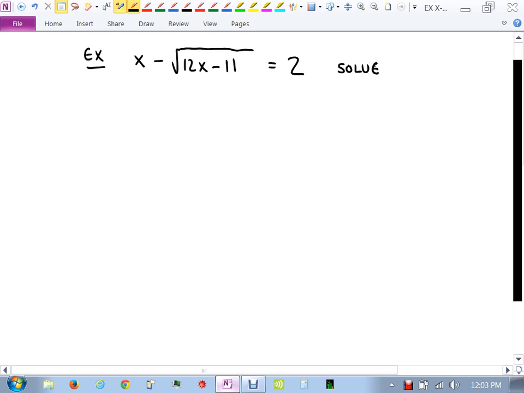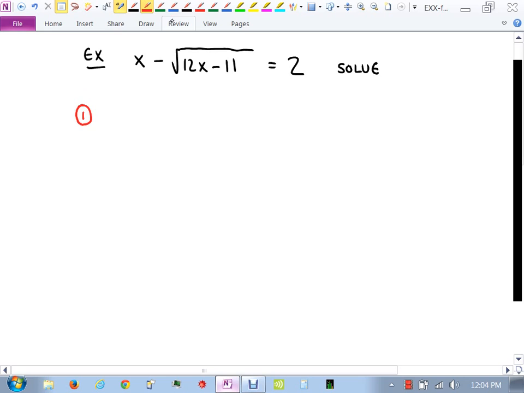What's our first step? Isolate. So you see your square root, right? It has a negative in front of it. We normally, when we isolate our root, we don't want a negative in front. We want it to be positive. So what I would suggest in this one is to move that whole square root, the square root of 12x minus 11, to the right-hand side, which would make it positive, wouldn't it? And then take that 2 that's on the right side and move it to the left side.